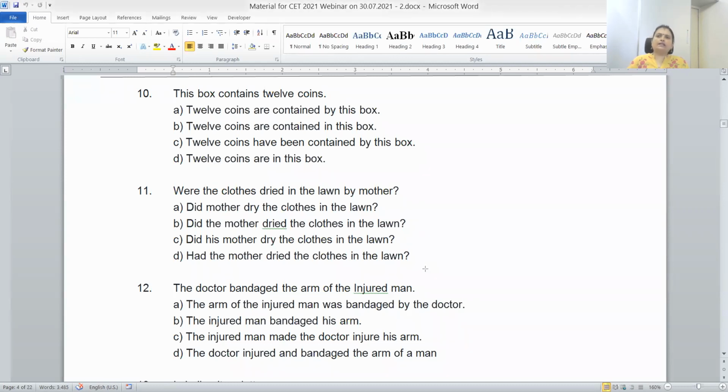This box contains 12 coins. Children, answer B. Answer B is the right answer. 12 coins are contained in this box. Okay.